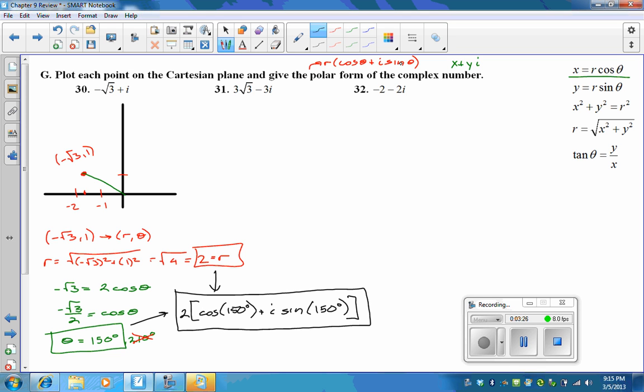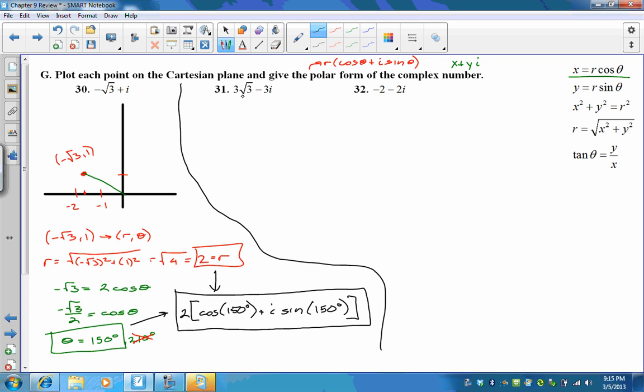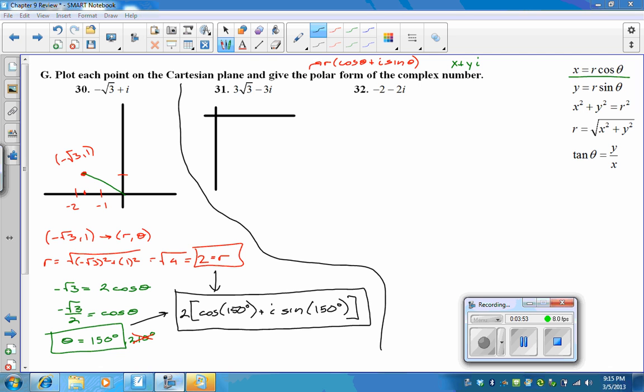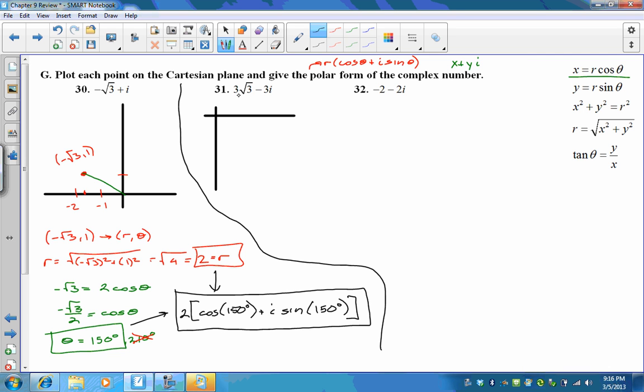Let's see, looking at number 31, let me give myself a little barrier so the problems don't start fighting. Okay, looking at 31, it's 3 root 3 and negative 3, so I'm going to plot that point. That is a positive x and a negative y, which is going to put me in the fourth quadrant. 3 times the square root of 3, what would that be? We could just punch that in the calculator and get a decimal approximation. 3 times the square root of 3 is about 5.2. So that's about 5.2 minus 3i.